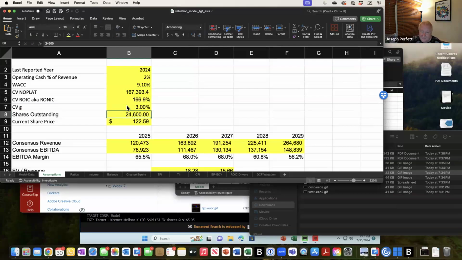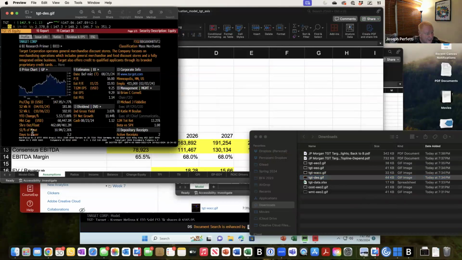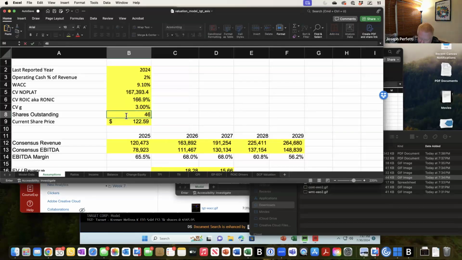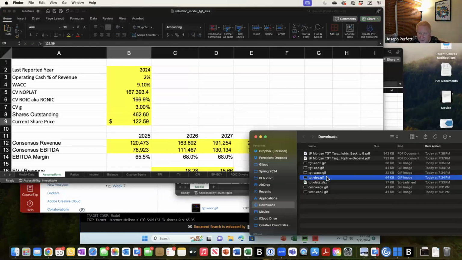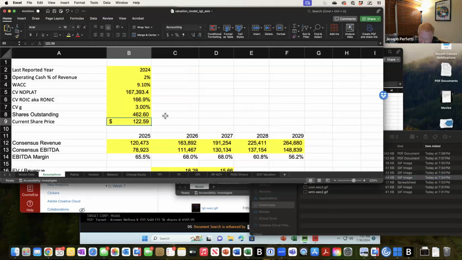Share count. This is NVIDIA share count, 24.6 billion shares. So basically, Target has DES, screenshot, right here, shares outstanding, 462.6 million. That's the current share count for Target, 462.6. Their current share price, which we're using the DES screen, closed today at 147.90, right there. So 147.90.